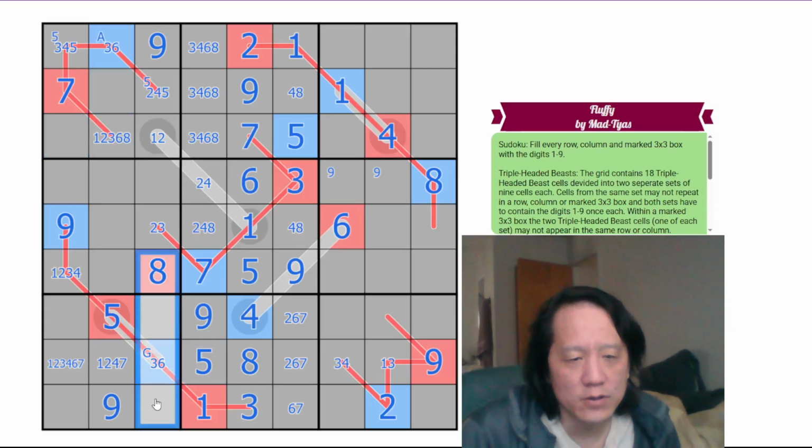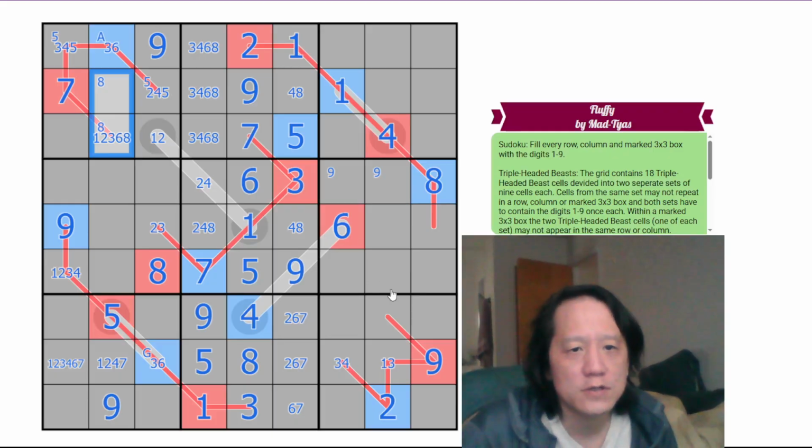8 cannot be here in box 7, so 8's one of these two. So 8 can't be here. 8 has to be one of these two. 1, 6, and 9 add up to 17, so 8 could be there, right?